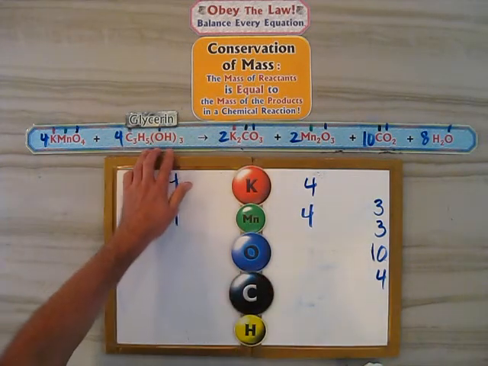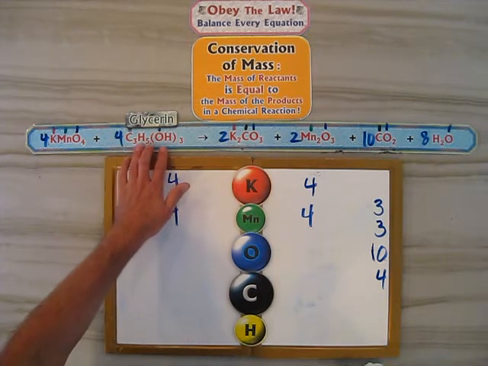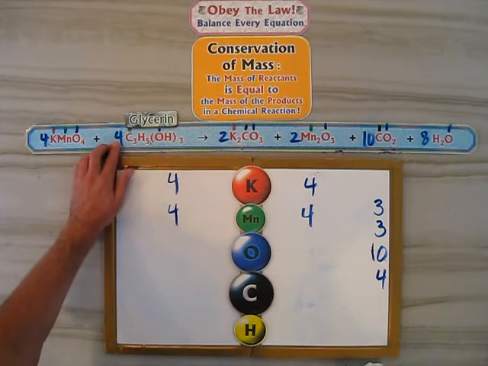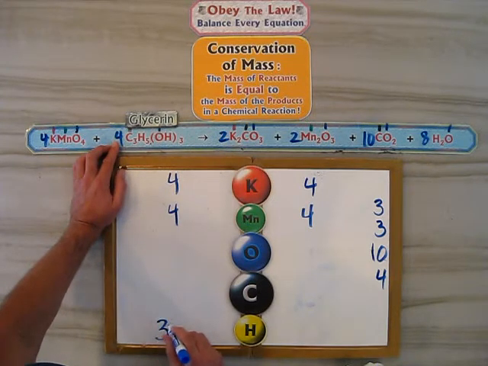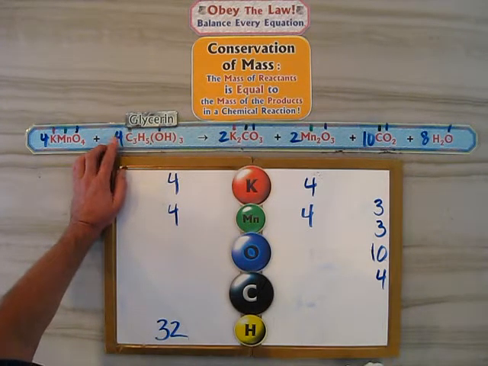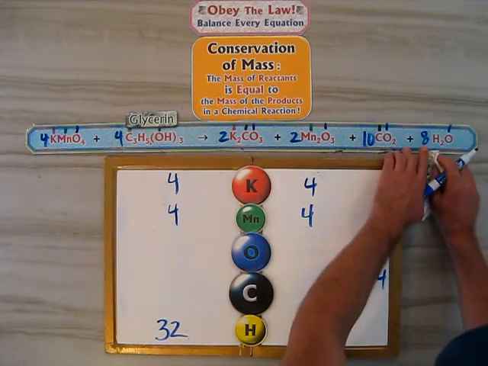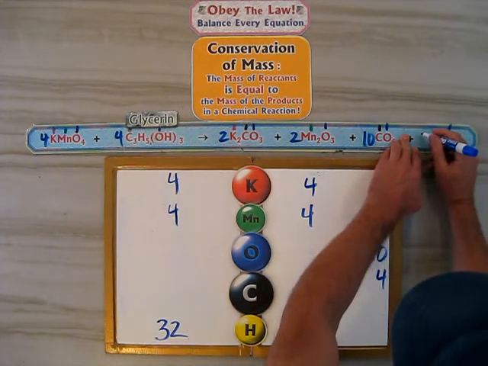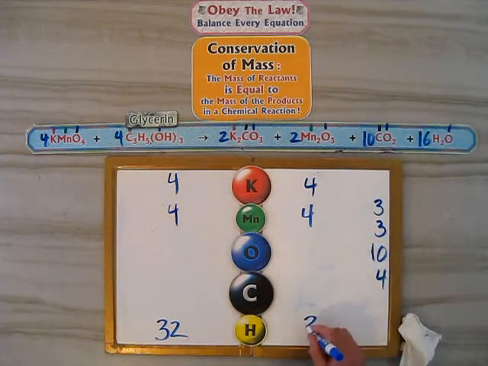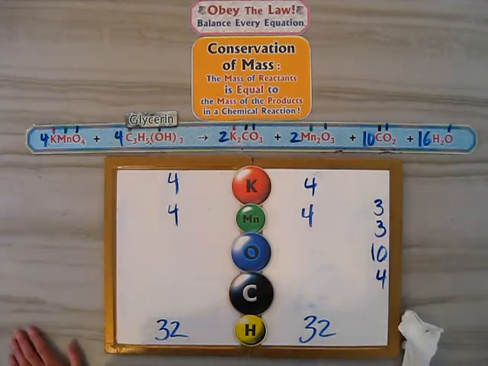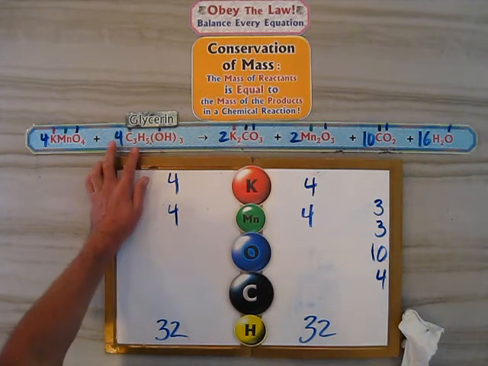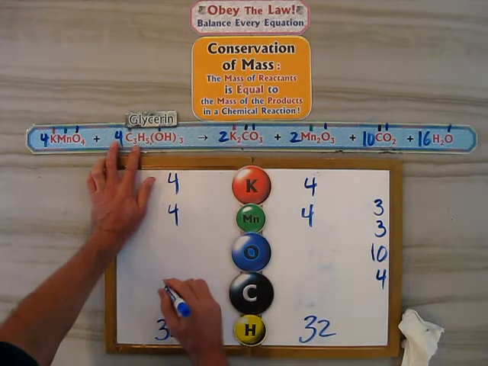Let's deal with the hydrogen. So that's 8 hydrogen in here times 4, 32 hydrogen, right? Okay, and then how would I get 32 hydrogen over here? What coefficient would I need? I would need a coefficient of 16. That would give me 32 hydrogen on both sides. Okay. And then how many carbon would this be? 4 times 3, that is 12 carbon.